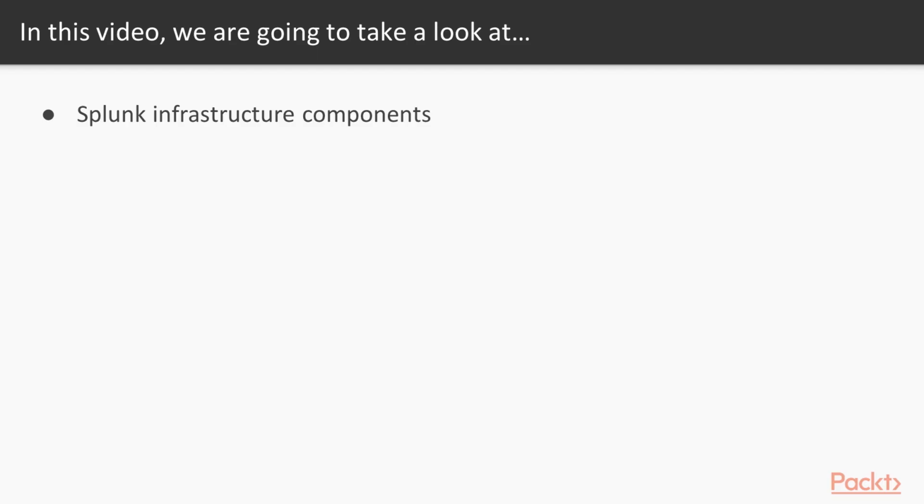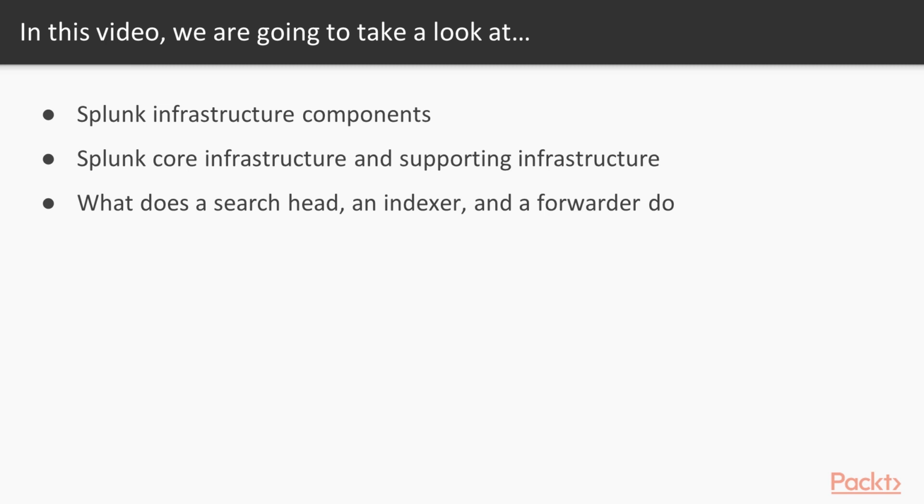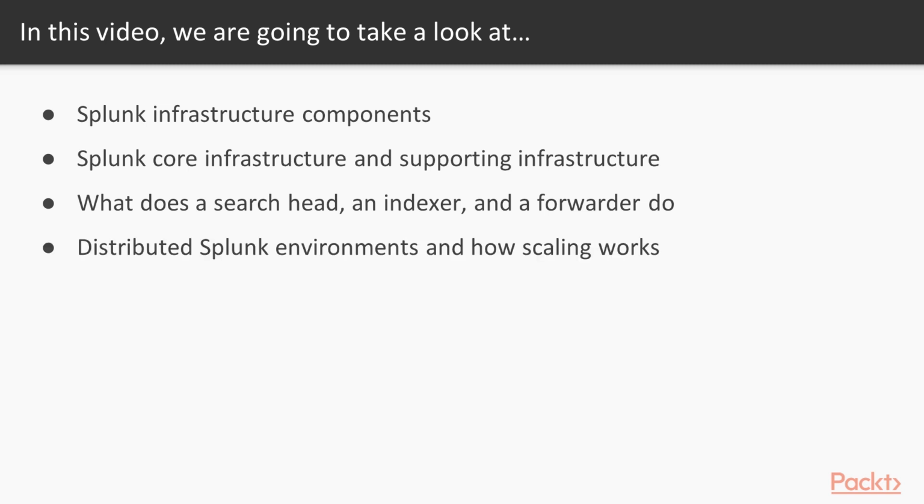So in this video, we're going to look at various Splunk infrastructure components that are broken down into a couple different categories. Some of this will be the core infrastructure, as well as the supporting infrastructure for your Splunk environment. We'll talk about what a search head does, what an indexer does, what a forwarder does, and how those roles work together to make a Splunk environment work. We'll talk about distributed Splunk environments and how you scale or grow your Splunk environment from basically your starting instance to a bigger environment that can handle a lot more data.